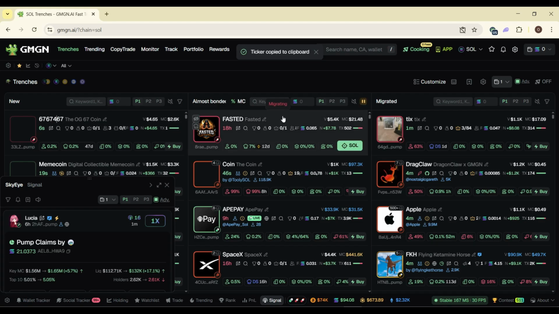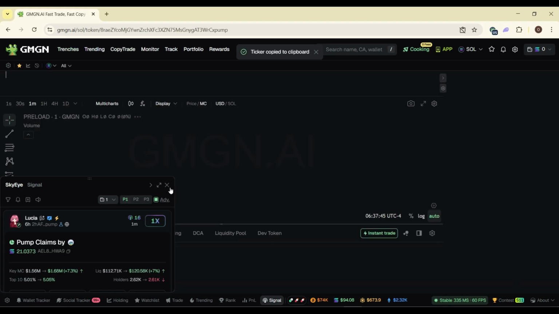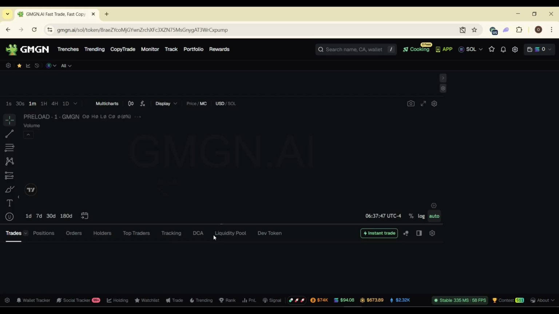Let me open any of the coins here. Let's open this one. So that's why learning to spot early warning signs is very important.